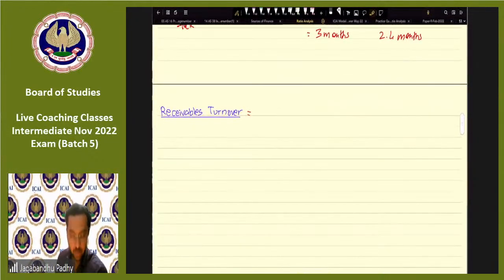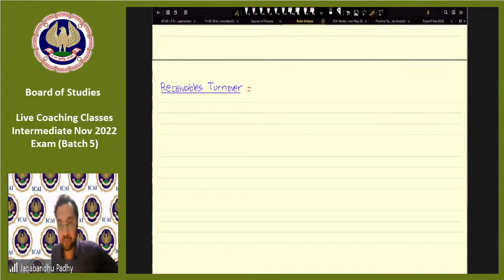Okay. Receivables turnover. Receivables turnover is basically understanding how we are managing our receivables.